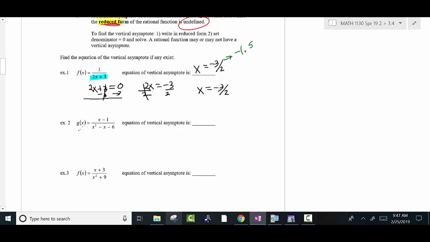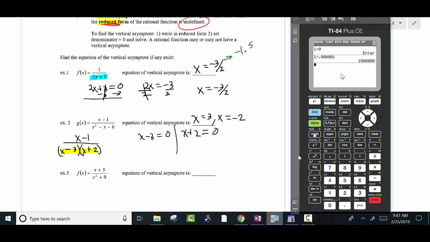Let's do the next one here and finish this up. So again, you want to factor and see if anything reduces. Okay, so if we factor the denominator, we'd have x and x. You would have 3 times 2 to get 6. And then you would have a minus and a plus if you factored that correctly. Nothing cancels out. So if nothing cancels out, then you just set each factor equal to 0 and solve. That'll give you 2 vertical asymptotes on this problem. So what you would have is x equals 3, and then x equals negative 2.